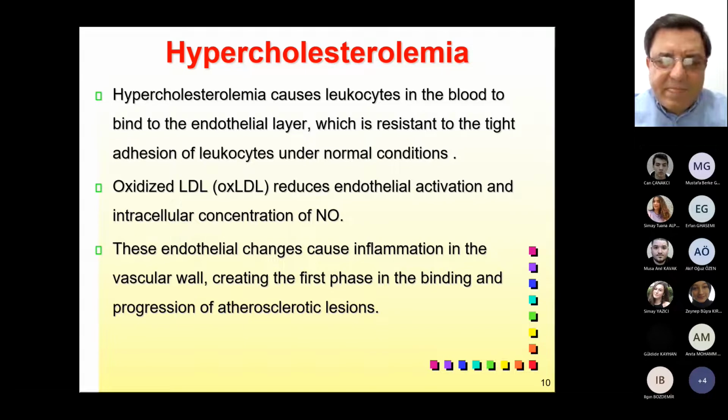This may cause changes in the endothelial structure, and it causes inflammation in the vascular wall. So this is creating the first phase in the formation of atherosclerotic lesions, from the four phases.